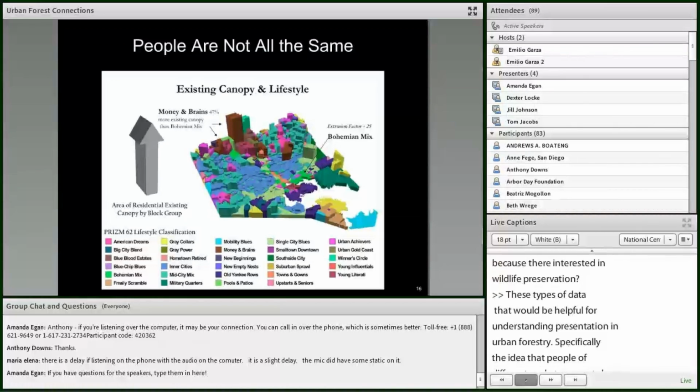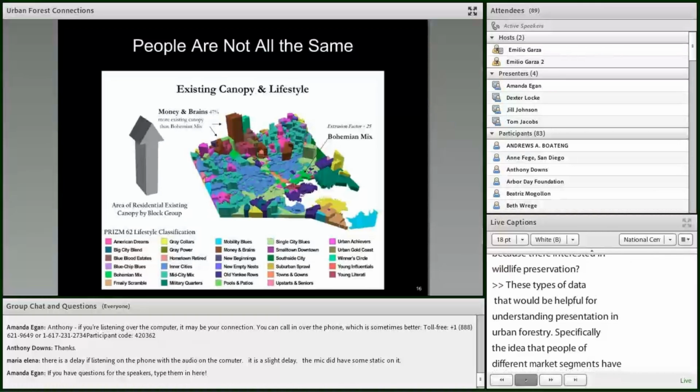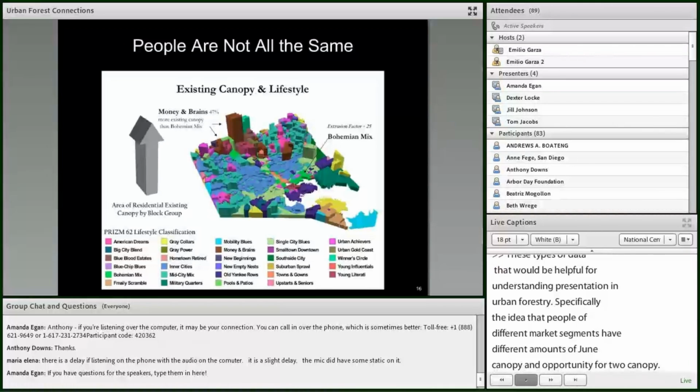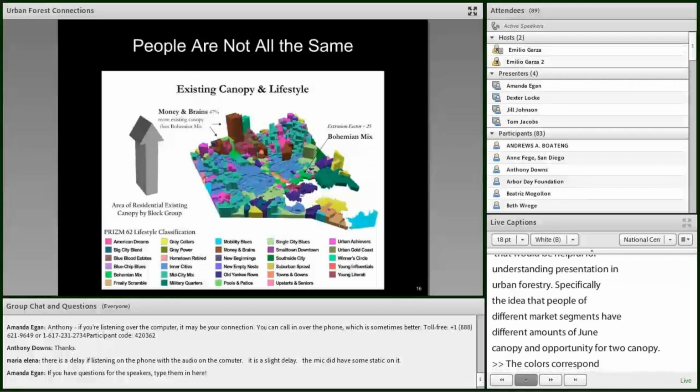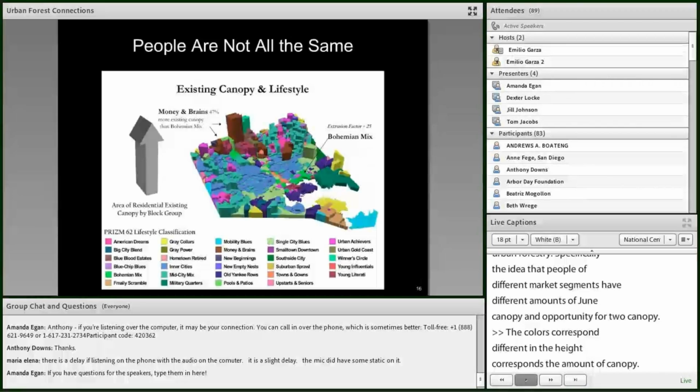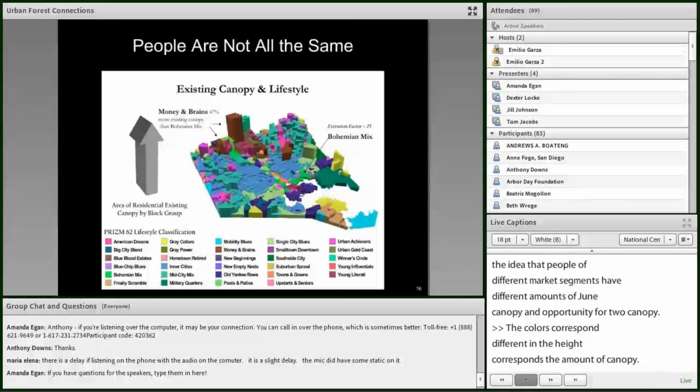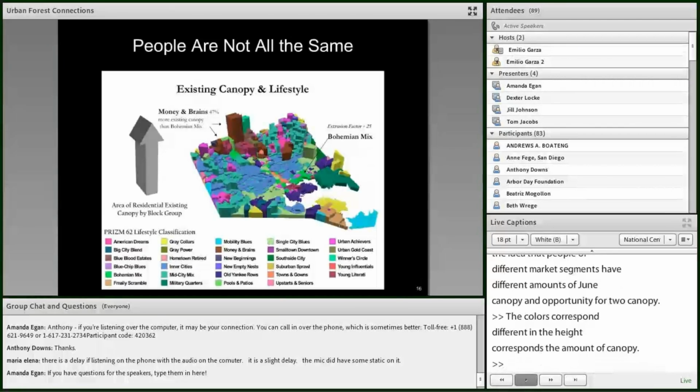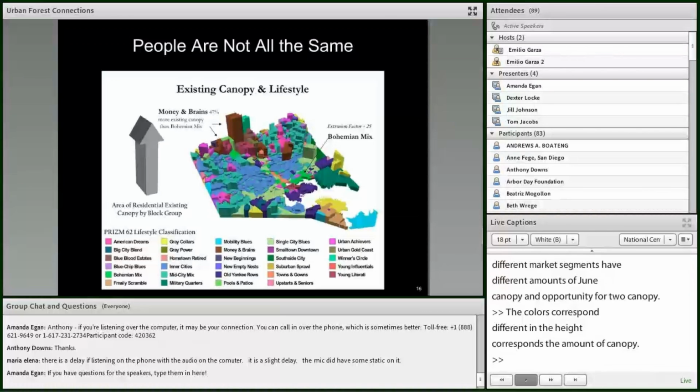And what you see on this slide are the block groups in Baltimore. The colors correspond to different market segments, and the height corresponds to the amount of existing tree canopy. So some research in 2006, 2007 in Baltimore was really exciting in linking the idea of consumer behavior, lifestyles, as expressed through the geodemographic segmentation, and tree canopy.